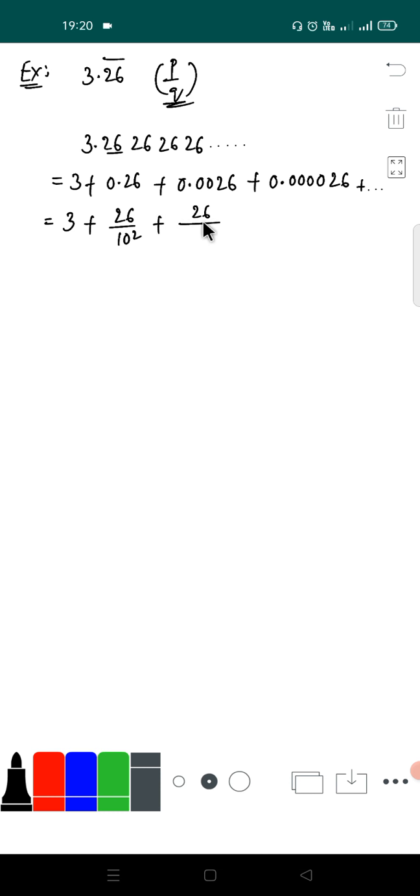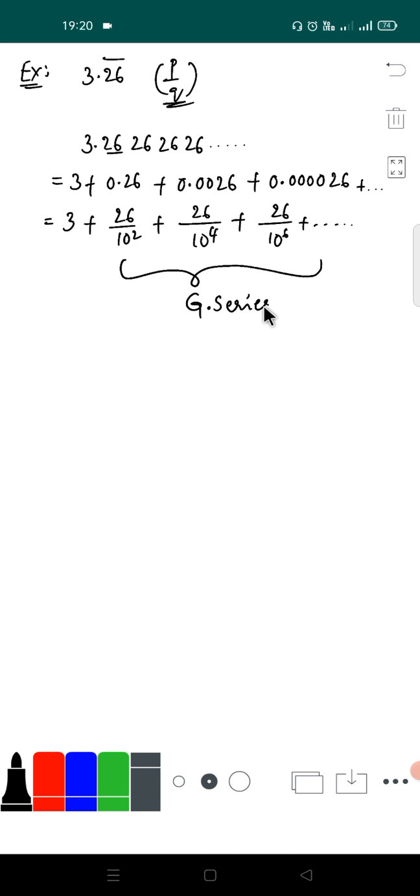This is 26 by 10 to the power of 4, that's 10,000. This is 26 by 10 to the power of 6 and so on. So this part of the number is a geometric series. Now the constant ratio from one term to the next is 1 by 10 square, which is less than 1. So we know that this is convergent and it is converging to a by 1 minus r.